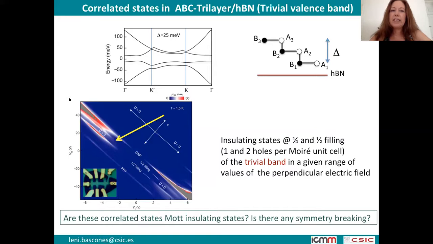And so this has become even more interesting, having in mind that there have been some experiments in the ABC trilayer without the Moiré, in which similar physics is observed. In particular, what is observed are ferromagnetic states that could be even just Stoner ferromagnetism. So it has been proposed that in the Moiré, what is happening is the same.